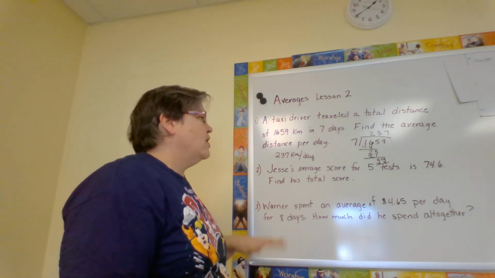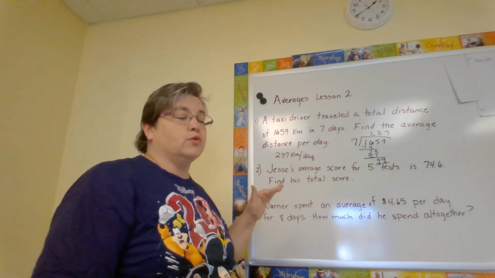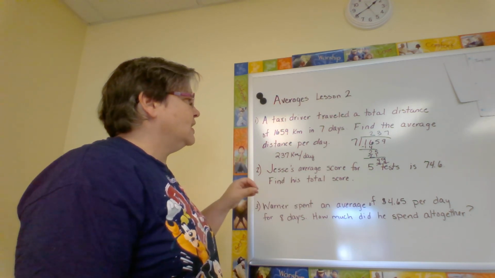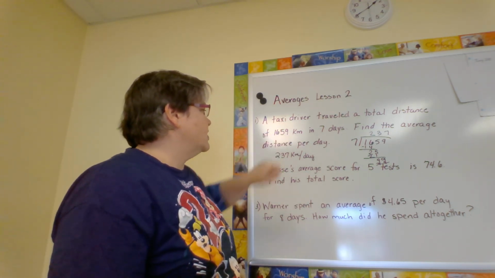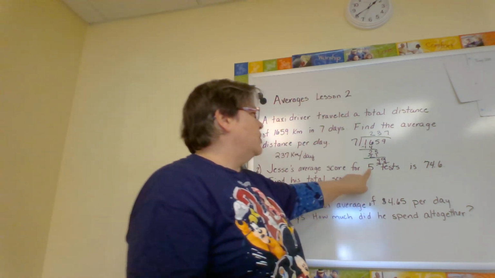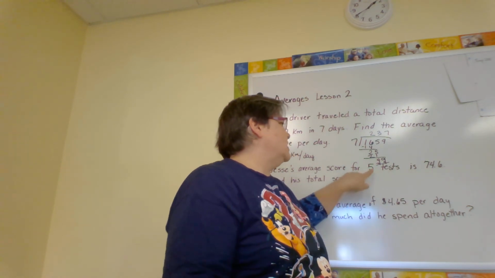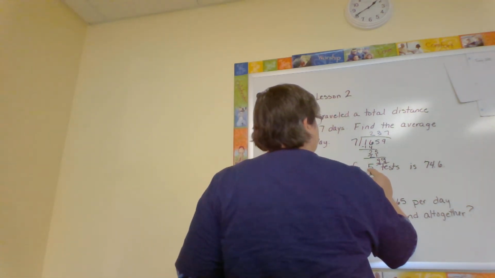Jesse's average score for 5 tests is 74.6. So find his total score. So I want to know basically how much he had in total. Just like here's the total number of kilometers, we have to find the total. The only way to find the total is to multiply the 74.6 times 5. So let's go ahead and do that.